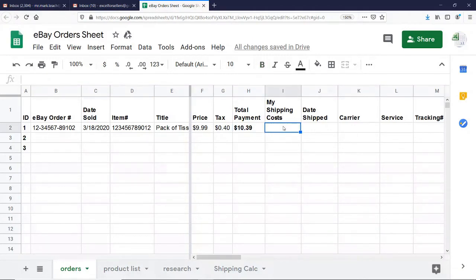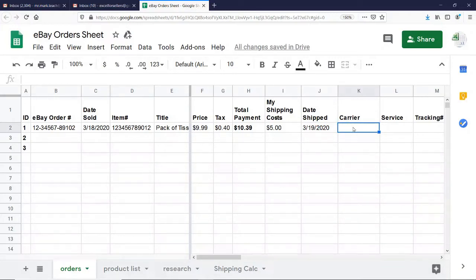Then you have your shipping cost. So how much did it cost you to ship the item? Let's say it cost you $5. By the way, if you don't have this format, you can use $ to create the $ format. Also the date shipped. So I also keep track of what day I actually sent the item out. So let's say I shipped it out the next day. So I'll just put March 19th, 2020.